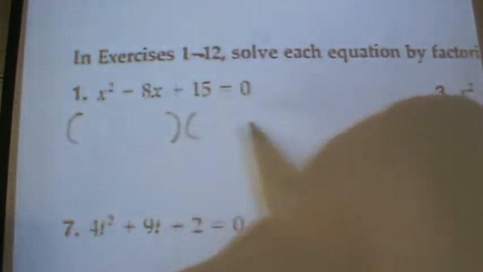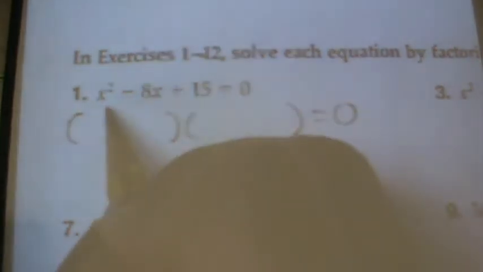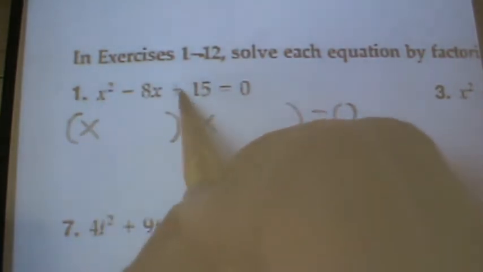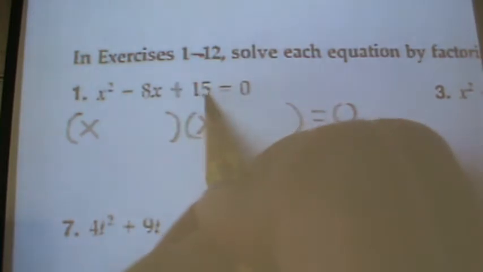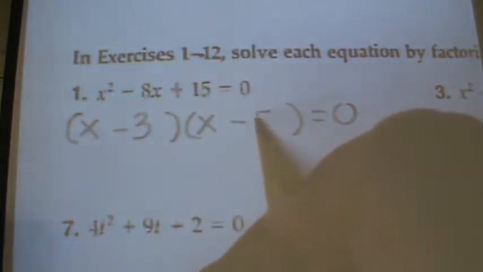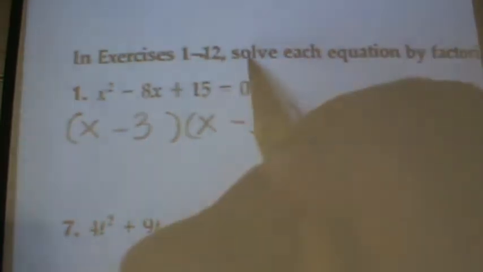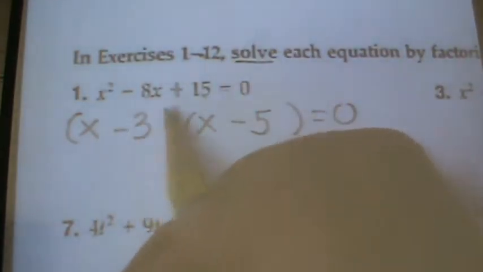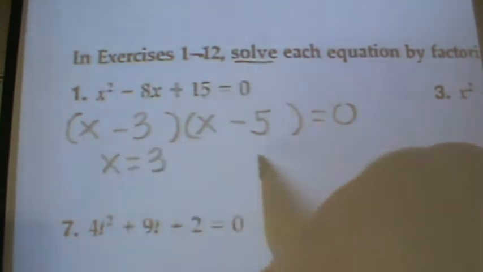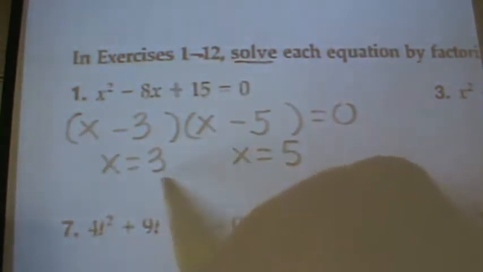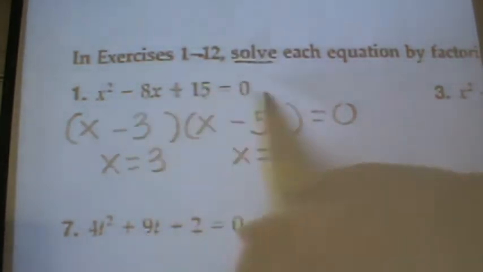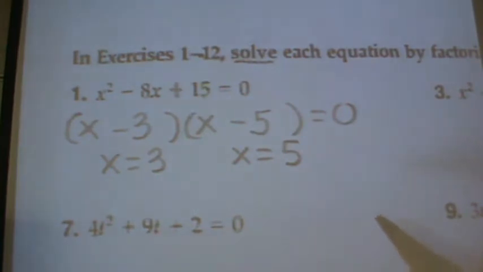So for the first one, what two numbers multiply to give you x squared? X times x. What two numbers multiply to give you positive 15 but add to be negative 8? Now we're solving them. So you're going to set each of these equal to 0. What are your two solutions? 3 and 5. These are the answers that if you plugged in for x, you would get a 0.